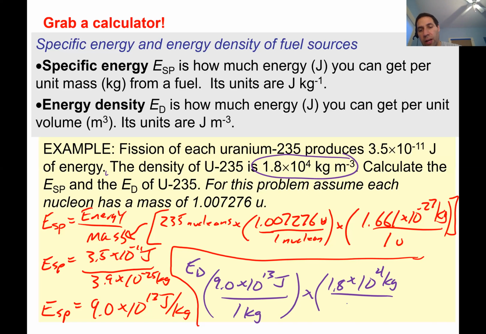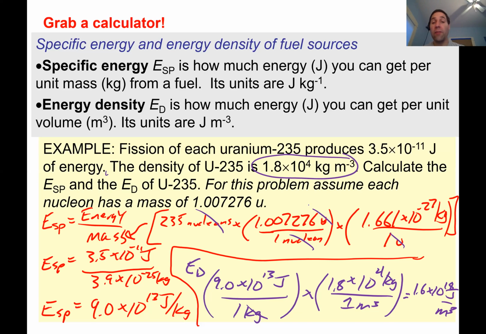the uranium-235, notice kilograms cancel, and I'm left with joules per meter cubed. And when you calculate that in your calculator, you should get 1.6 times 10 to the 18th joules per meter cubed. By the way, I should have done this up here as well. Nucleon, nucleon, AMU, AMU, just to make sure we know what we get. Okay. All right, so you should be able to do that.